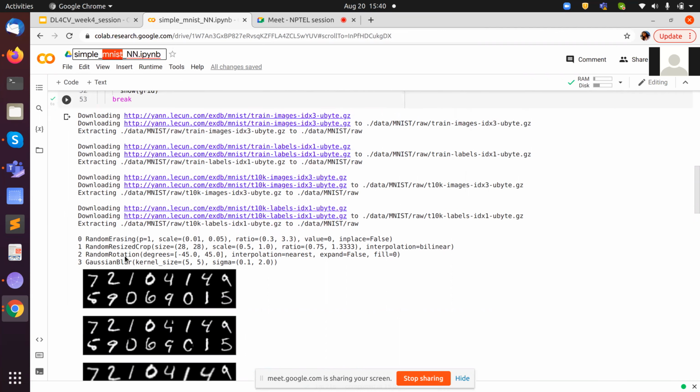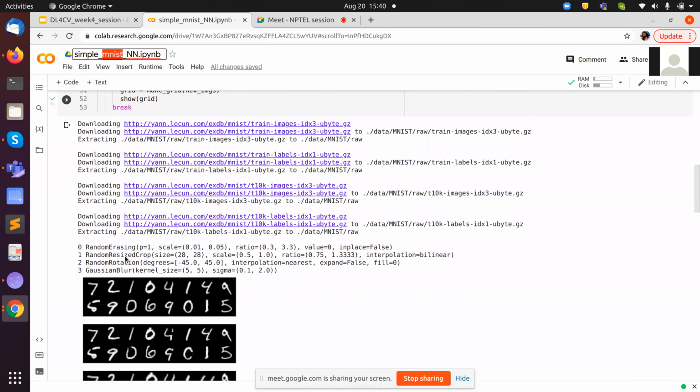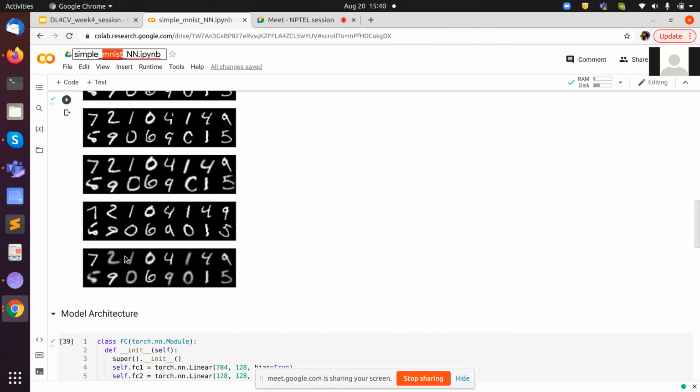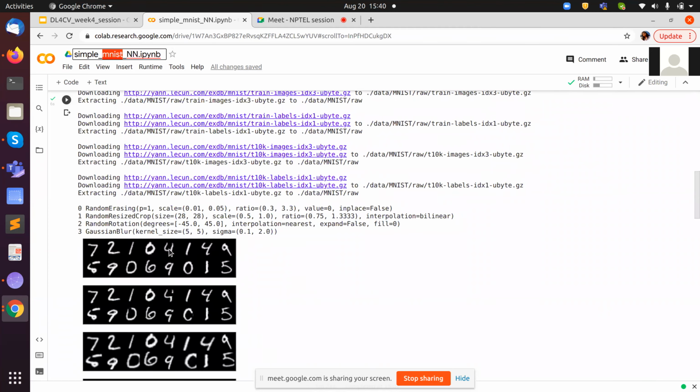And there are a total of 60,000 images. There are 10 classes, class 0, class 1, class 2 up to class 9, and 6,000 images per class. And these 60,000 images form the training data set. Then there are an additional 10,000 images, which form the test data set. So first, let's look at the data augmentation part.